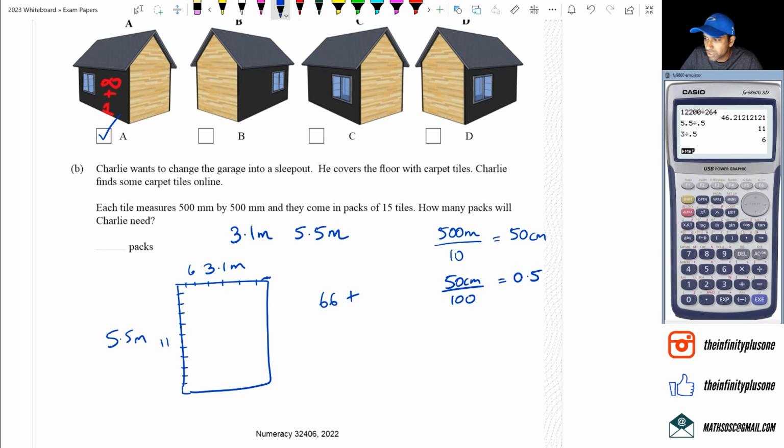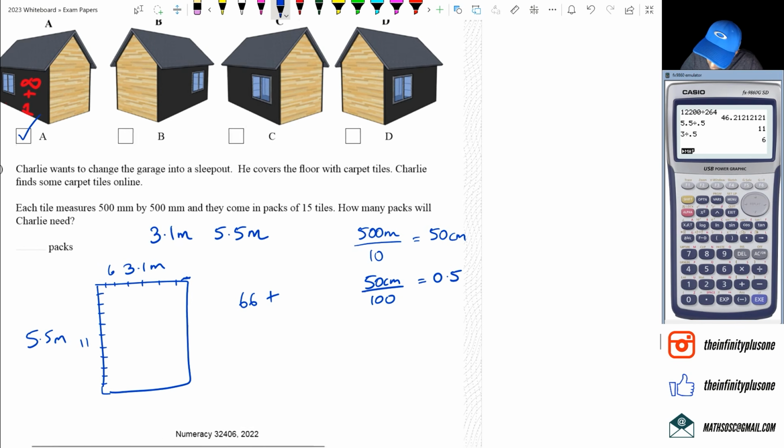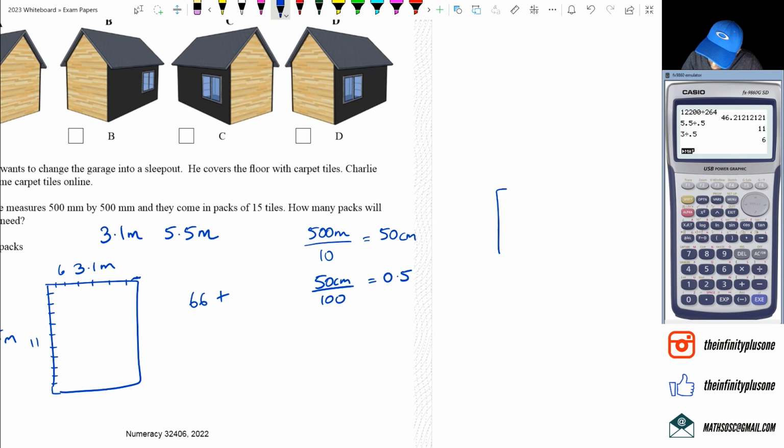So looking at just over 5, probably just more than 5 packs. That's one way of doing it. Another way of doing it is I would actually calculate the area of the rectangle. So I've got 3.1 and 5.5. So I would go 5.5 times 3.1 is 17.05.